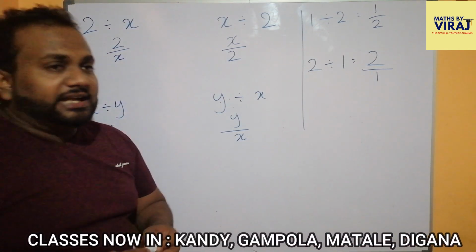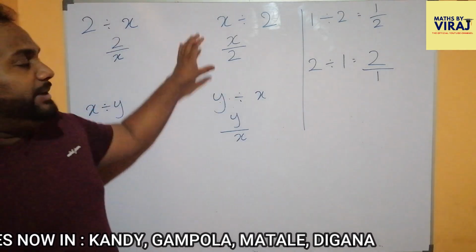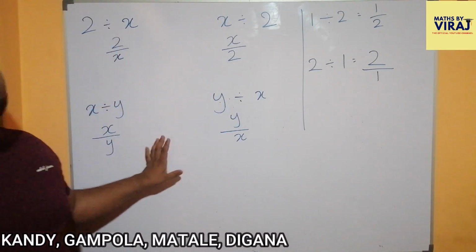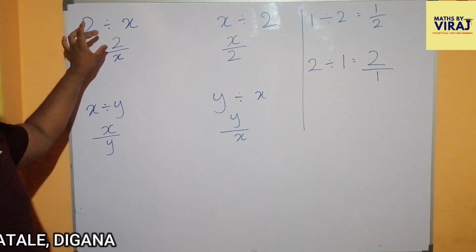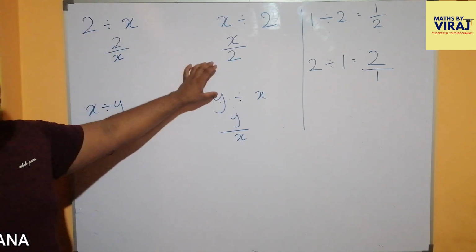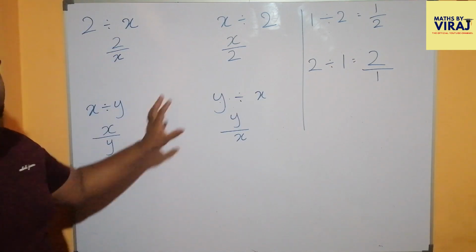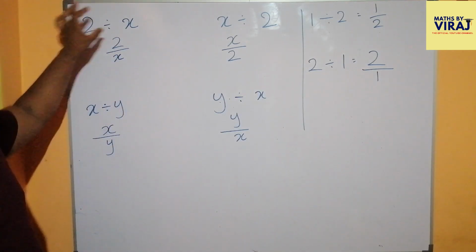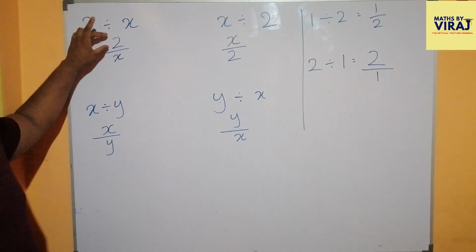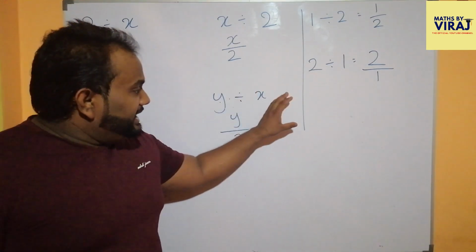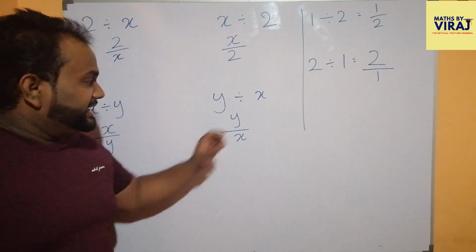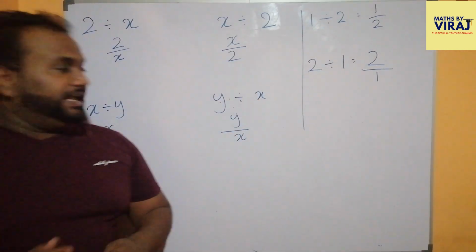Don't get the wrong idea that we are to use the alphabetical order or numerical order in this. No, this is pure division and we write the numerator or the denominator as given in the expression. Like 2 divided by x, 2 becomes the numerator, x becomes the denominator. Y divided by x, y becomes the numerator and x becomes the denominator.